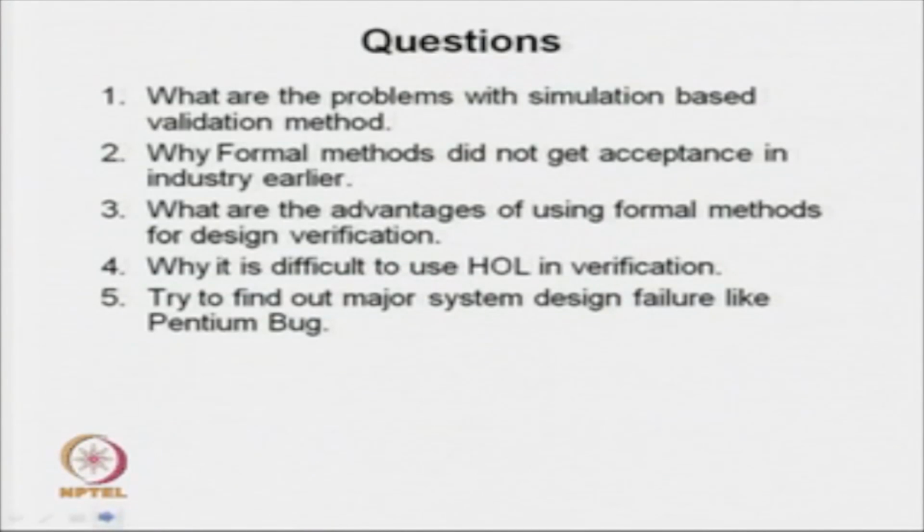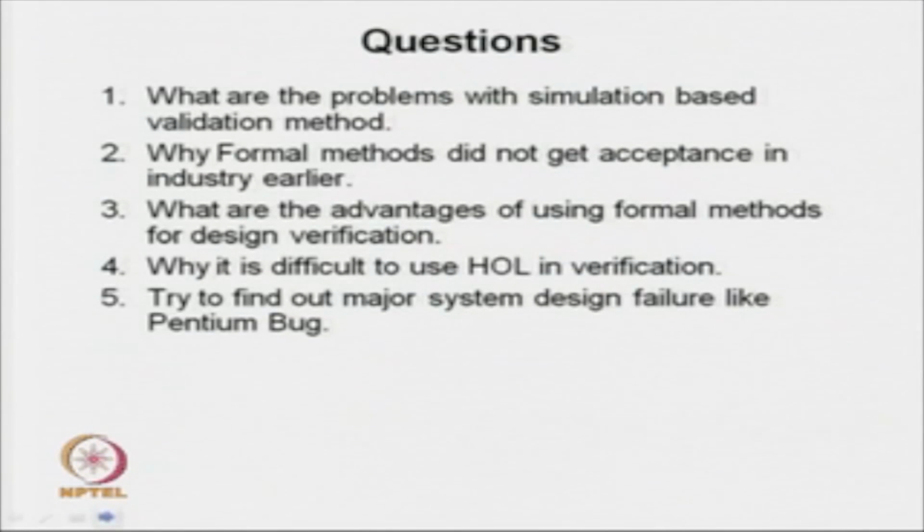Second, this problem I have already mentioned in my lecture also: why did formal methods not get acceptance in industry earlier? Because it cannot be automated. Secondly, human intervention is required, that means we need people from that particular domain, from the automated theorem proving domain, because you have to guide the theorem prover while doing these things. So, that is why they were slightly reluctant and tried simulation based methods, but the Pentium bug forced people to go for formal methods.